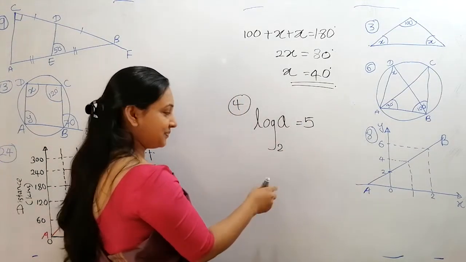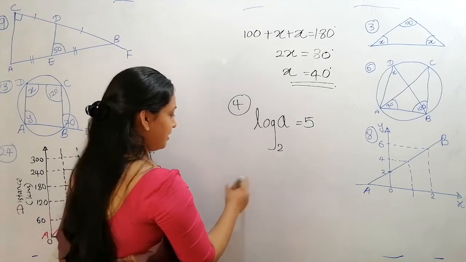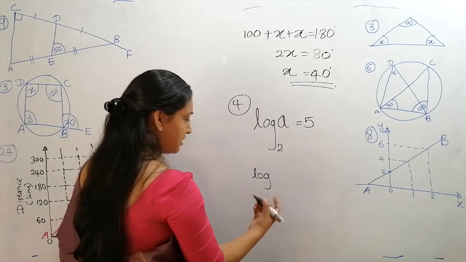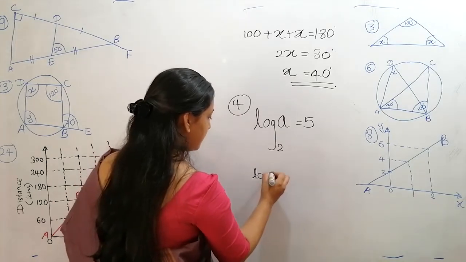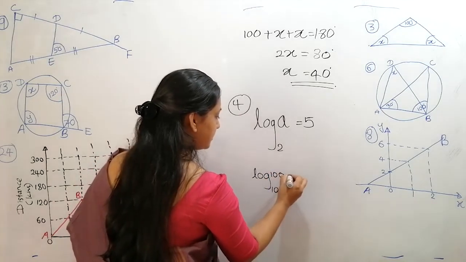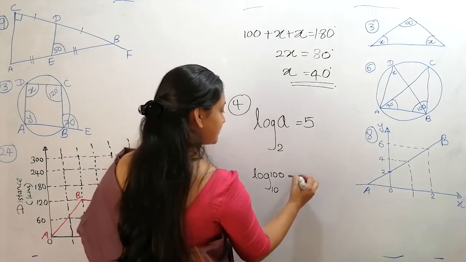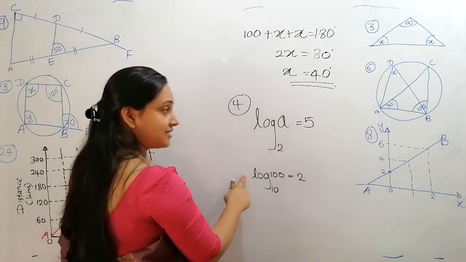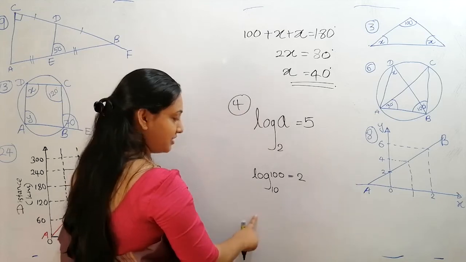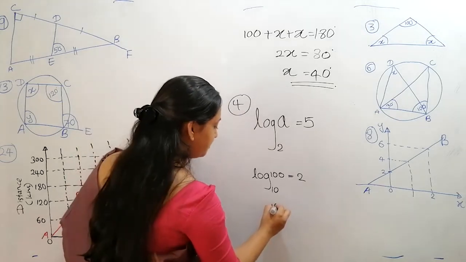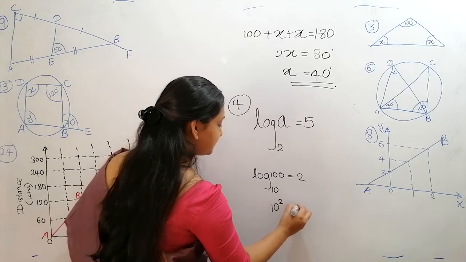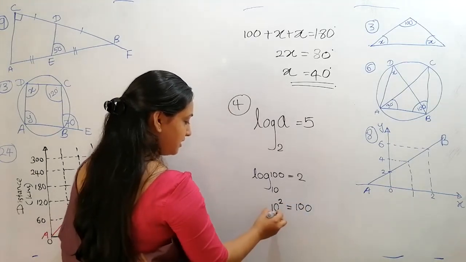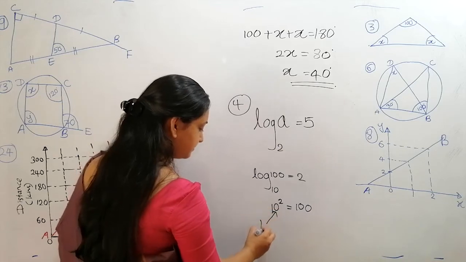What's the theory? We know if we get a log notation, I'll take a simple example. Log 10 base 100. Log 10 base 100 is equal to 2. This is the log notation. We can write the same thing in index notation as 10 to the power 2 is equal to 100. Then here 10 is the base.